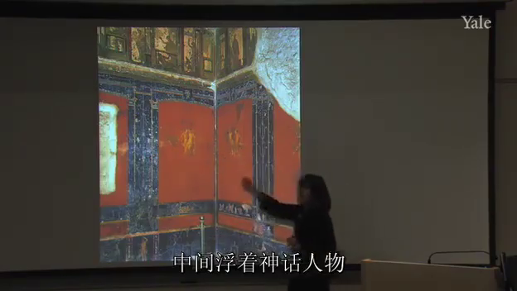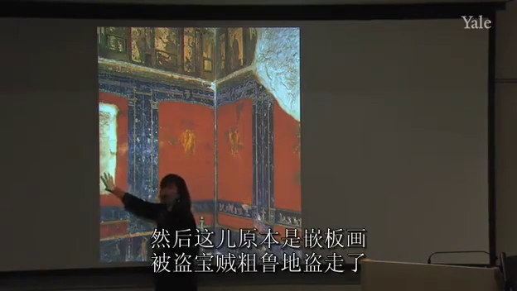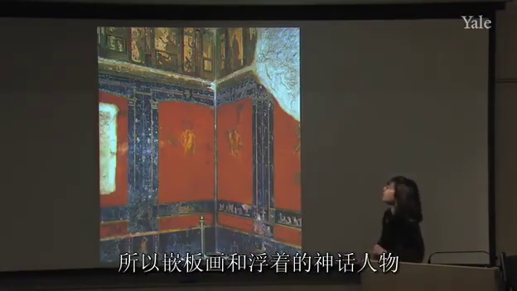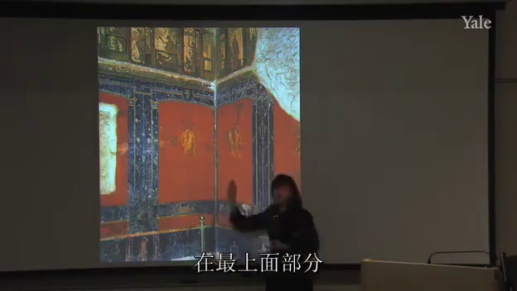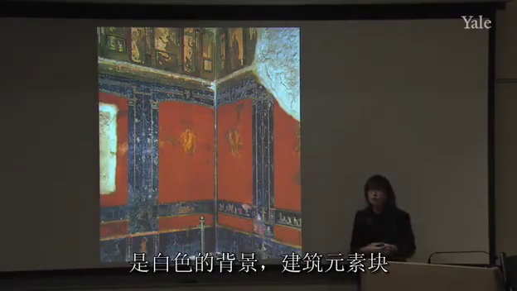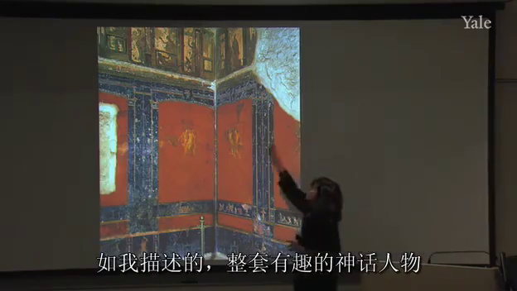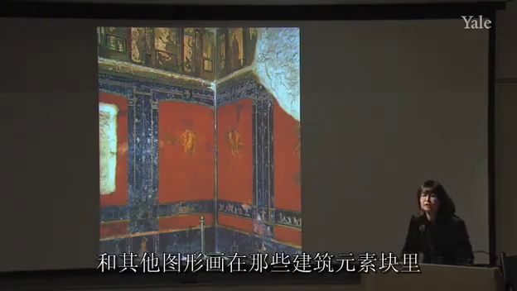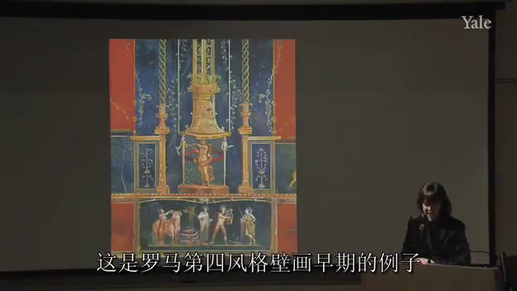Floating mythological figures in the center, as is characteristic of the third style. And then there was a panel painting over here that was rudely removed by treasure hunters at one point. So panel pictures as well as floating mythological figures. And then at the uppermost part you see this addition, white ground, architectural cages, as I've described them, with a whole panoply of interesting mythological and other figures that are inserted into those architectural cages. So a very early example of fourth style Roman wall painting in the house of the Vedii in Rome.